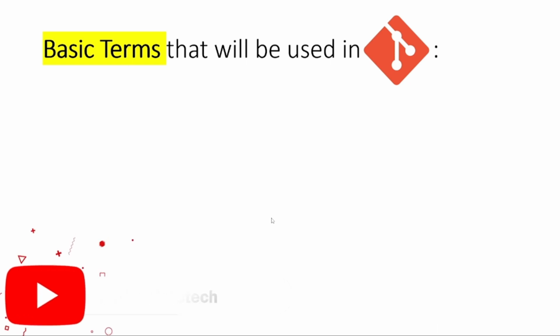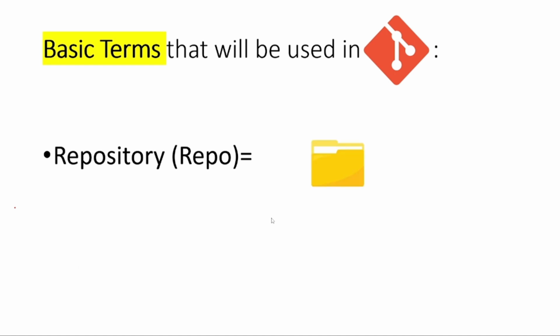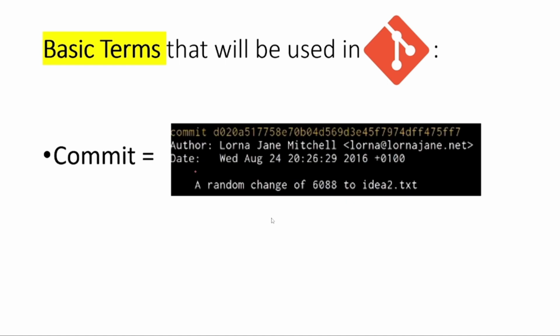You're watching College Infotech, and in this video we'll be learning about the basic terminologies and commands used in Git. So starting off, first we'll discuss the basic terms that will be used in Git. The first term is repository or repo. Now what does this mean? It actually means folder. That's what a repository means. Simple, right? Moving on to the next one.